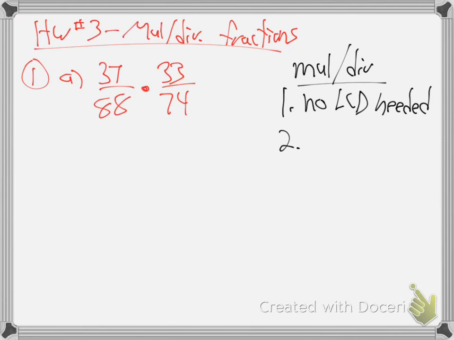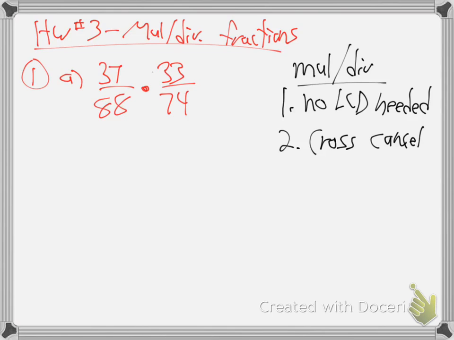Do you just multiply top, bottom? Not cross multiply, but cross cancel. We're going to cancel. In other words, we're going to reduce the fraction. Cross cancel. So in other words, I'm going to look at the 33 and the 88, for example.